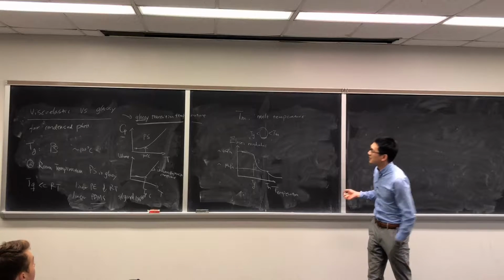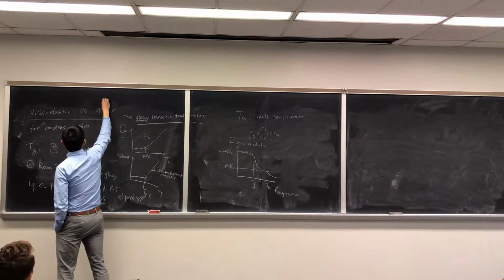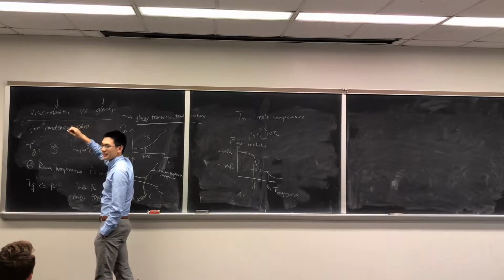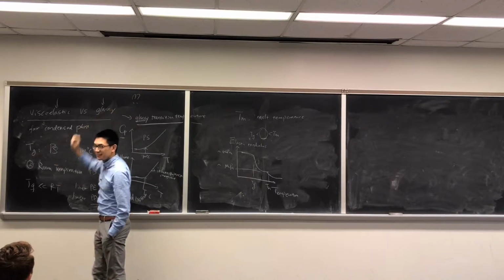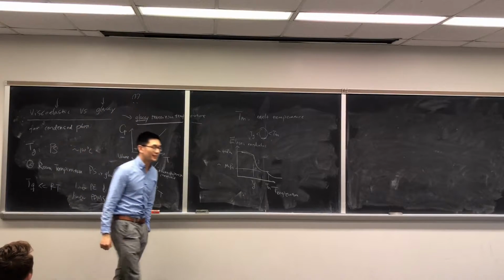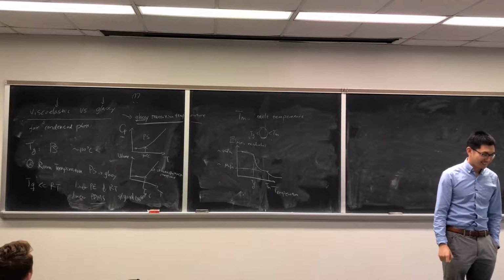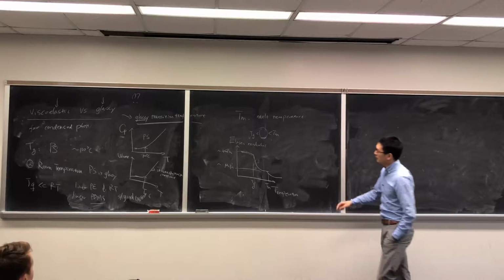What would you guess? Will the rubber be in the glassy state or in the viscoelastic state, or some unique state that we haven't talked about? Rubber? Yeah. I would say viscoelastic. This is the state that it's typically in. Right. That's correct.